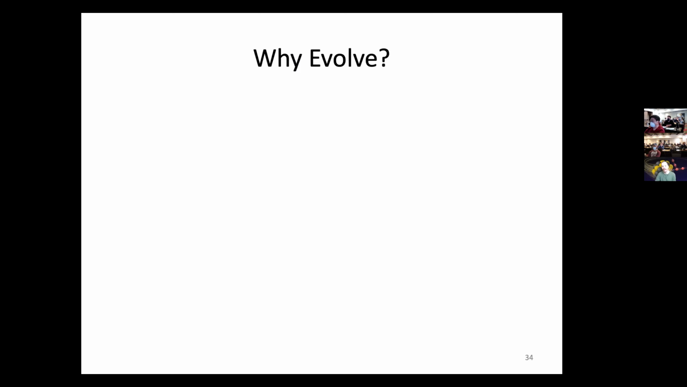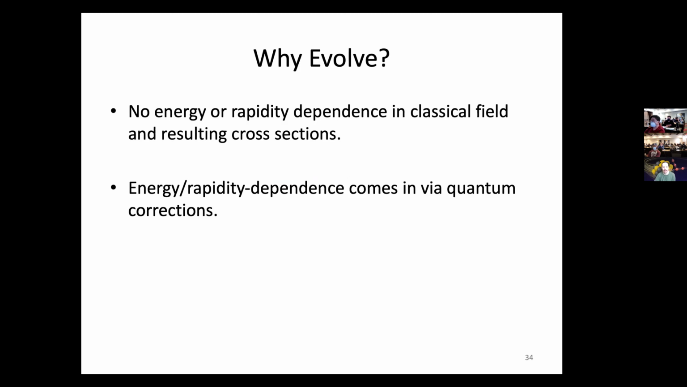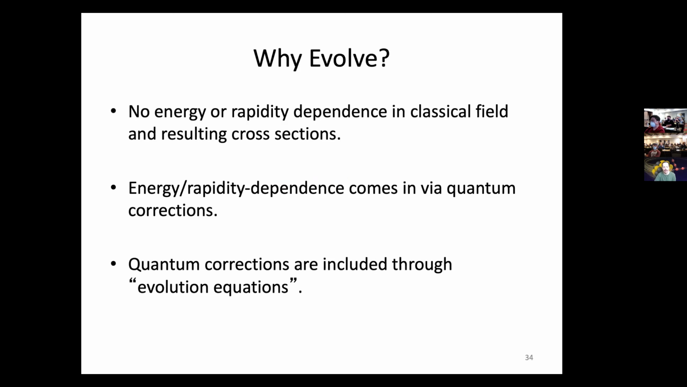So why evolve? Well, like I just argued, there is no energy or rapidity or x dependence in this classical field, and therefore in the results for cross sections, distribution functions, and everything. So what do we do? We have to find quantum corrections to this classical picture, which will bring energy and rapidity dependence, and those are included through the evolution equations.